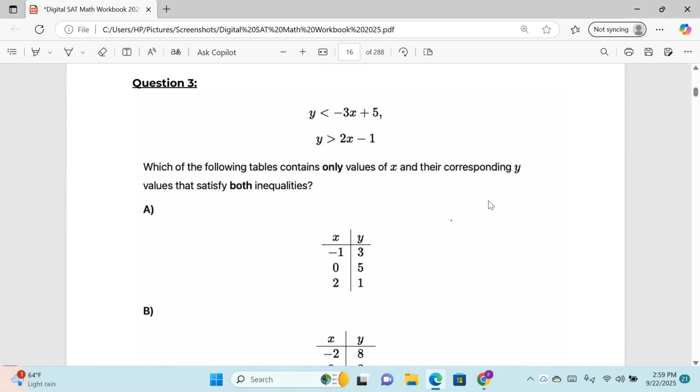Today we are practicing Desmos inequalities. I will solve one question step by step so you can understand it clearly. Let us begin.